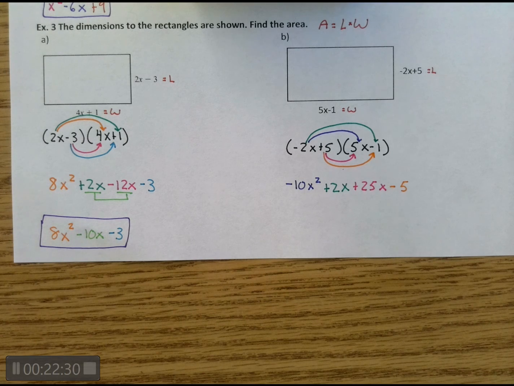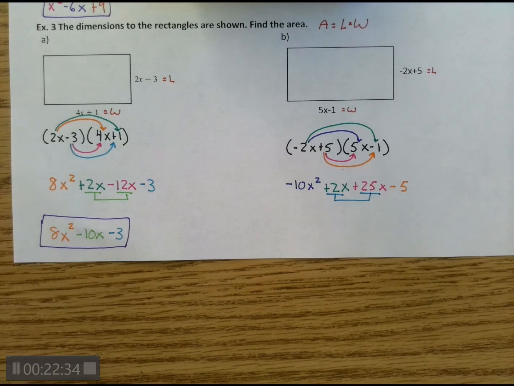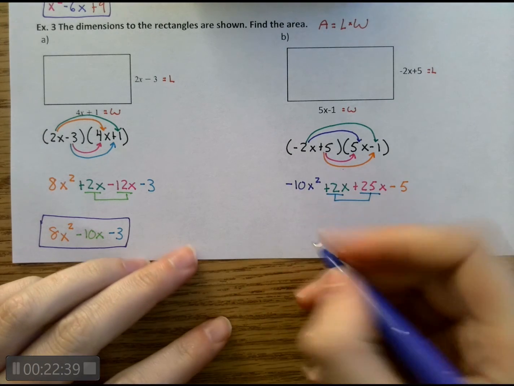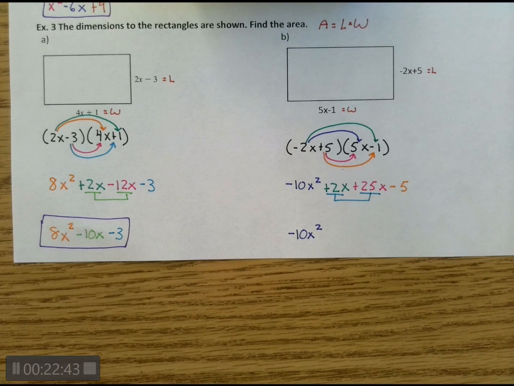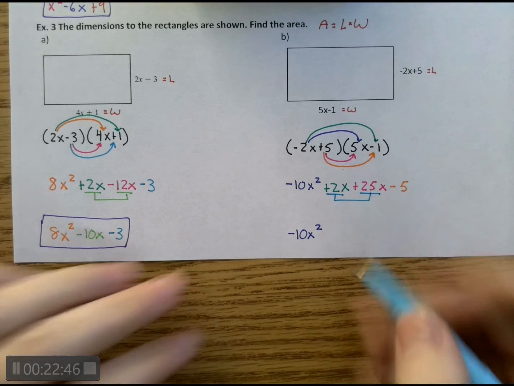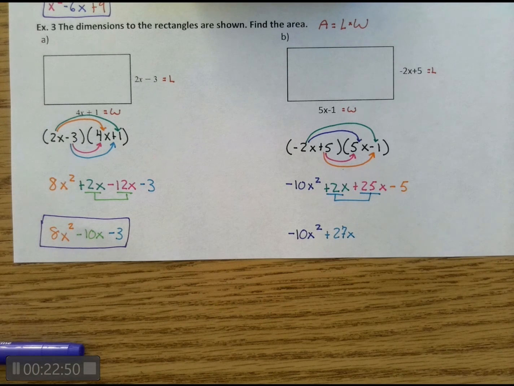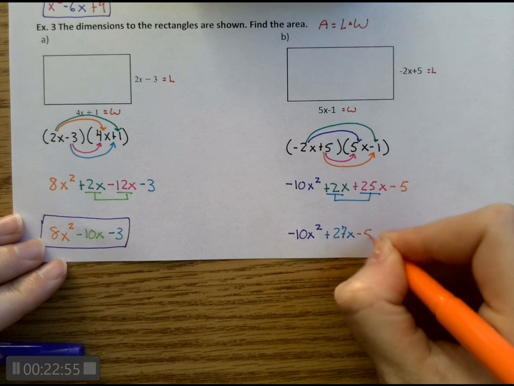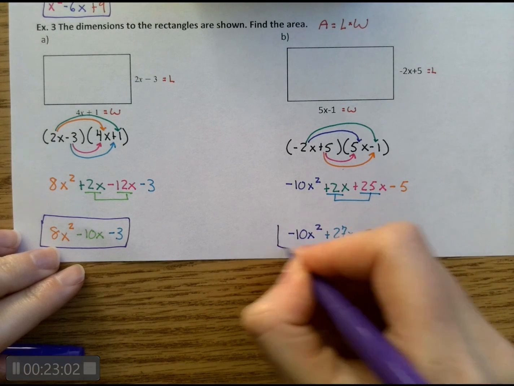Don't forget to combine your like terms. So you are going to bring down your negative 10x squared. 2x plus 25x will give you 27x. And then bring down your negative 5. And that's your answer.